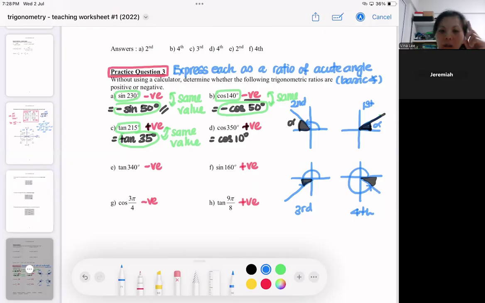Okay, so the next one, I want you to tell me 340. Who is the basic angle of 340? The next one is negative, right? Negative tangent. Who is the basic angle? Yes, correct. Jeremiah, correct. Okay, then what about 160? So we know that it's positive, right?